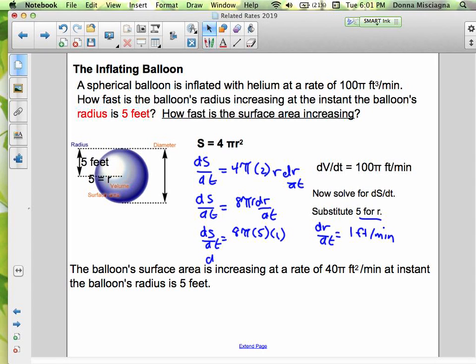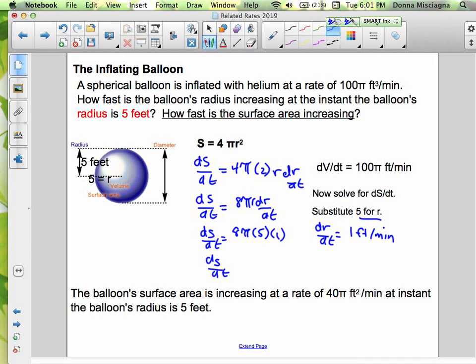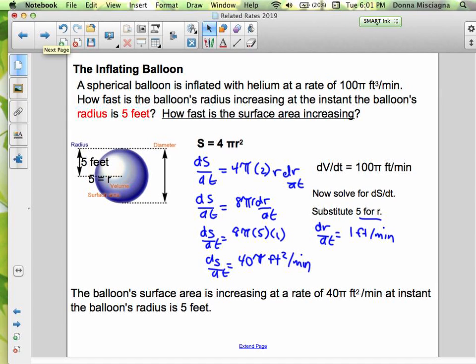So, yeah, I can squeeze it in here, and then I have the answer below. dS/dt equals 40 pi, this would be feet squared per minute. And that's all there is to it. All right, so the balloon's surface area is increasing at a rate of 40 pi feet squared per minute at the instant the balloon's radius is 5 feet.